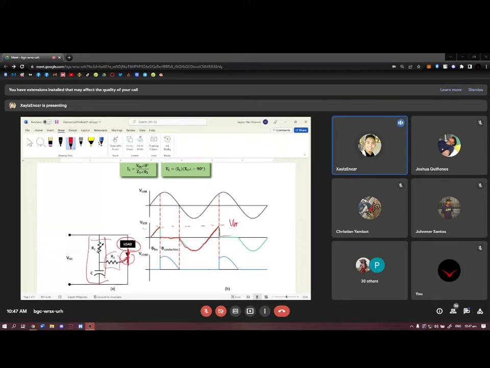Then kapag kinuha mo naman yung voltahe mo sa load, sa una, since open pa si SCR, pag kinuha mo yung voltahe dito sa load, ano yung makukuha mo?